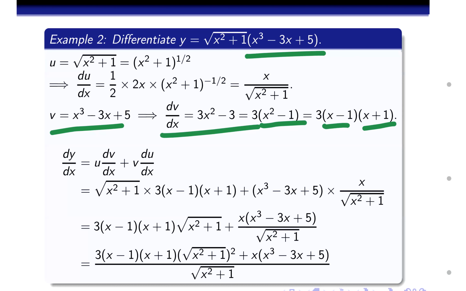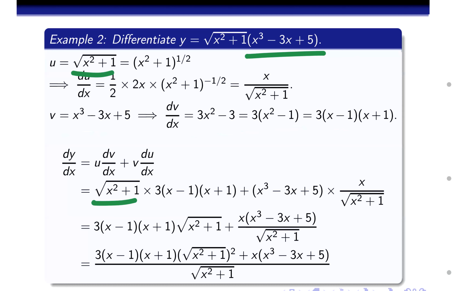So dy dx is u dv dx plus v du dx. So what is u now? u is this guy, and you have it here. dv dx is this, and that's what you have here. Plus v is x cubed minus 3x plus 5. That's it. And then du dx, as you can see, is like this, and that's why we brought it here. This is it, right? But we tidied it up to be this.